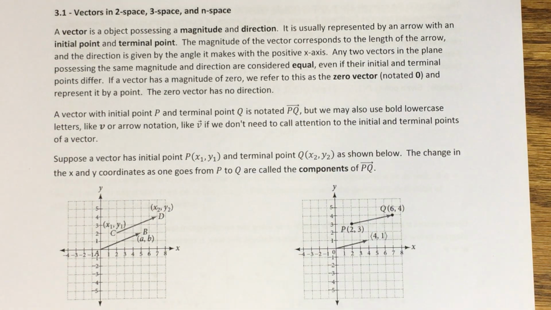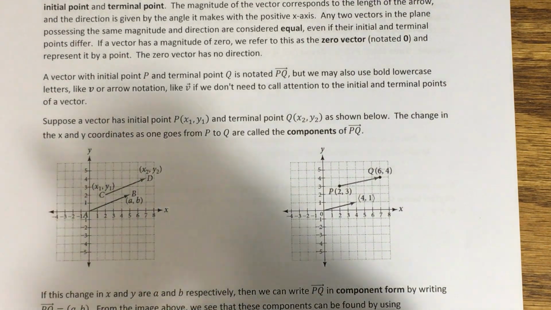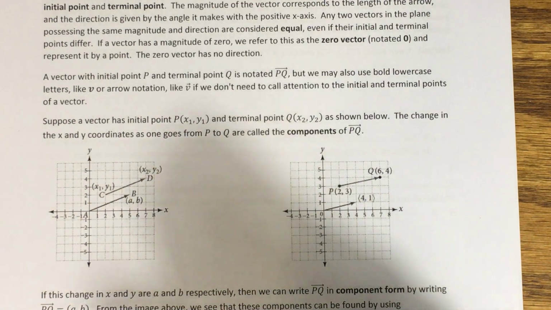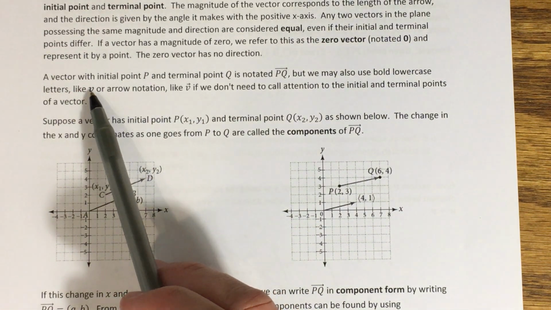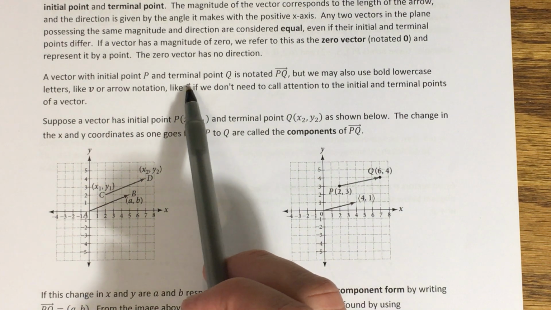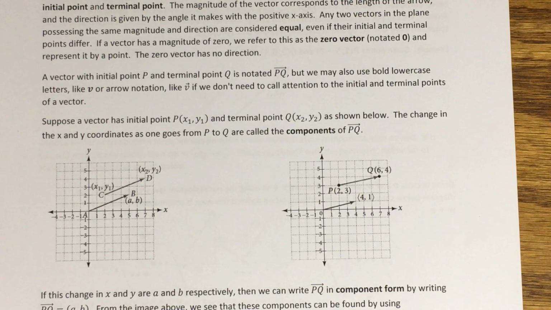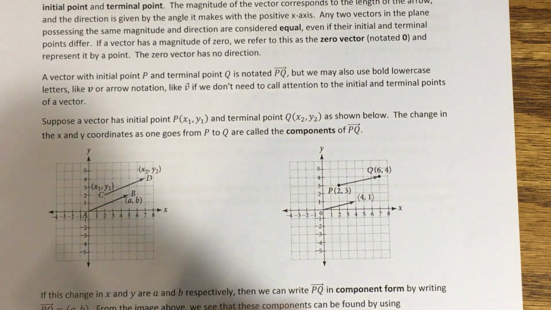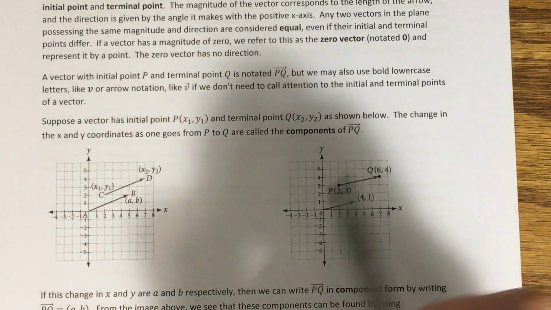Other times we don't necessarily need to know anything about the initial or terminal point of a vector. And in cases like that, which is a little bit more common in our class, we will represent vectors by lowercase bold letters or lowercase letters with that arrow over the top. Usually the arrow over the top will show up if we're writing vectors, not necessarily typing them like I did here, just because I can't bold anything with my pen very well.